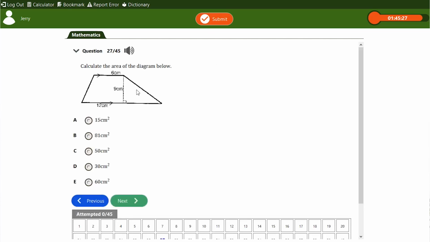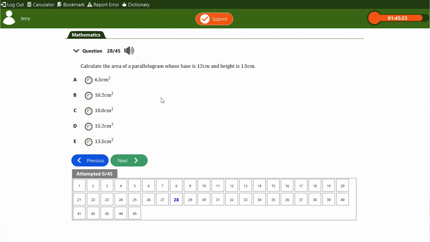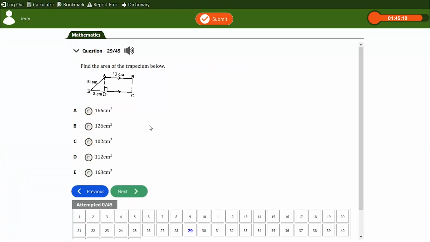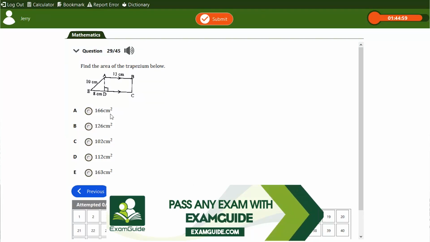Because those questions are really what you need more. Those technical questions that they will want you to think. Okay. Find the area of the trapezium below. Okay. All right. Let's look at that. I think that is a technical one. I think that should be the last question we will take here.